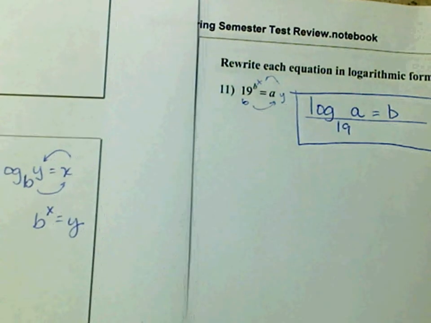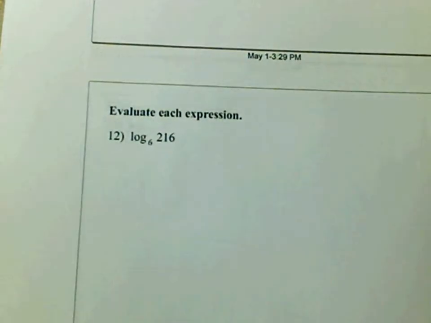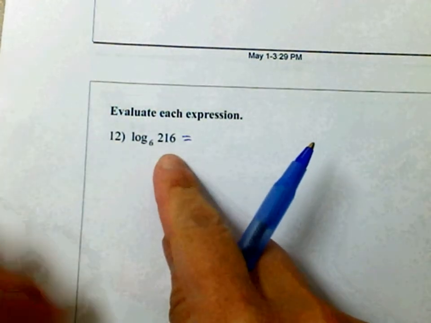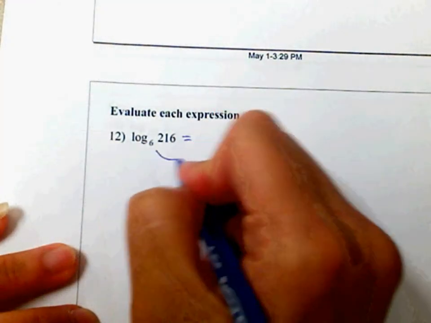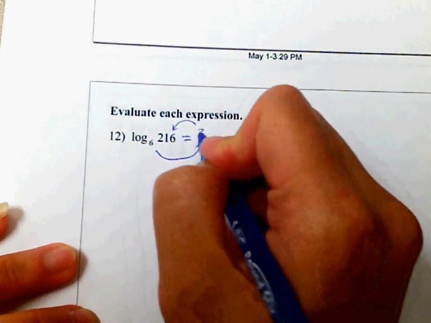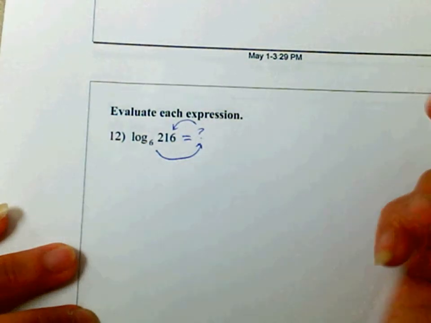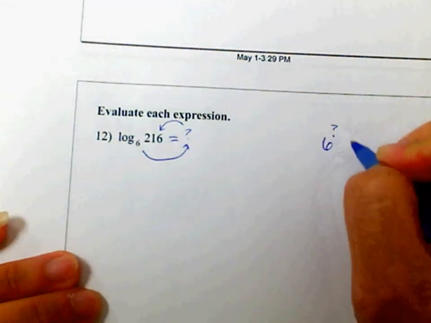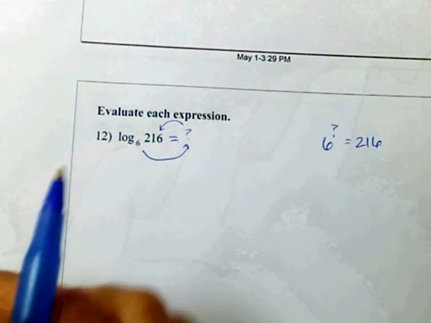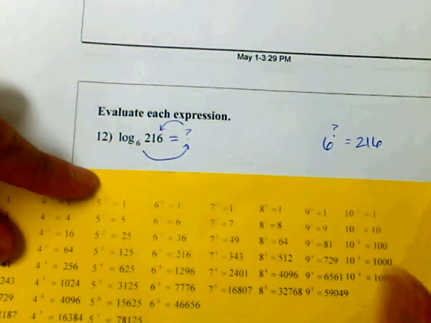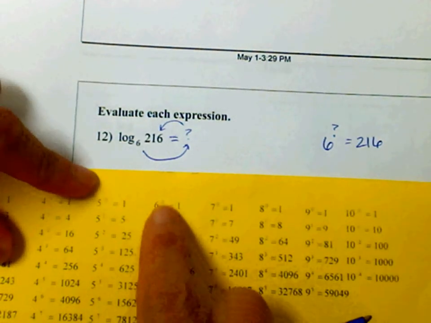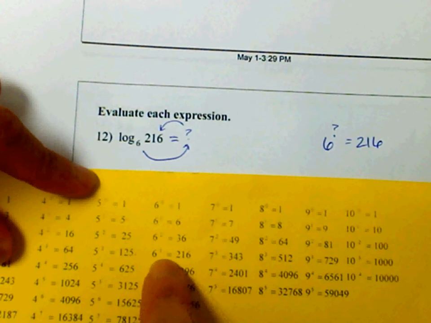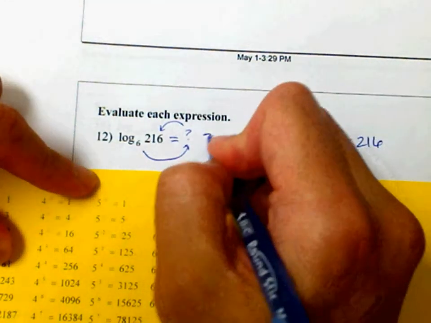Now, on number 12, we are going to evaluate. That means you are equal to something. So if you take a look at this problem, you're saying 6 to what power is equal to 216? Well, come over here, so you can say 6 to what power is equal to 216? Use your yellow sheet. Some of you have a different color. But 6 to what power is 216? 6 to the third power is 216.